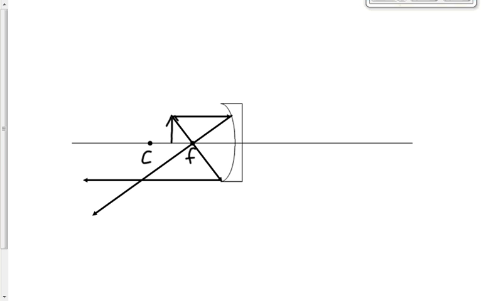My image is going to be formed right here. What are the 3 characteristics of that image? Is it larger than the object? Is it smaller than the object? Or is it the same size as the object?